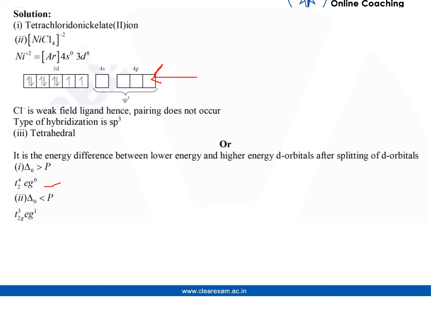For the first part, the answer is this, and for the second part, delta naught is smaller than P. The answer is this.